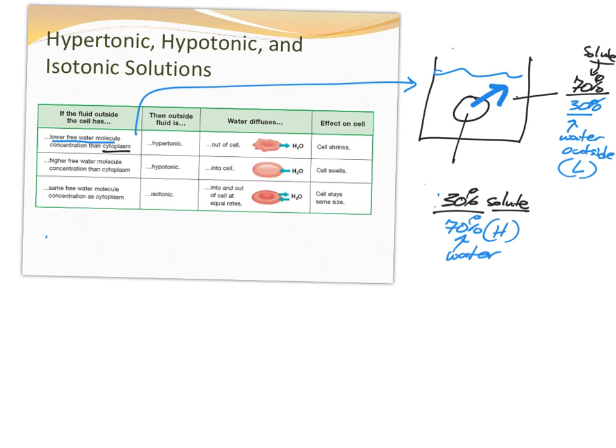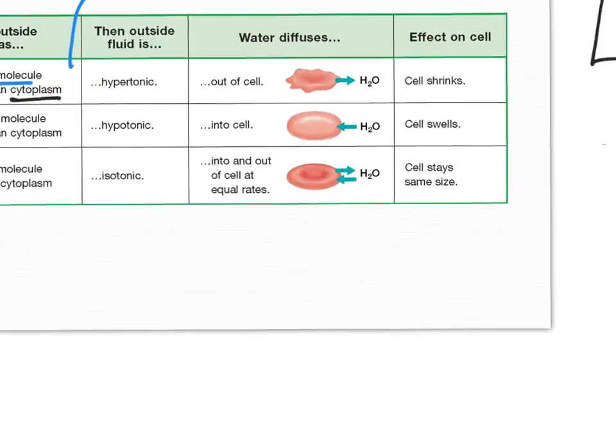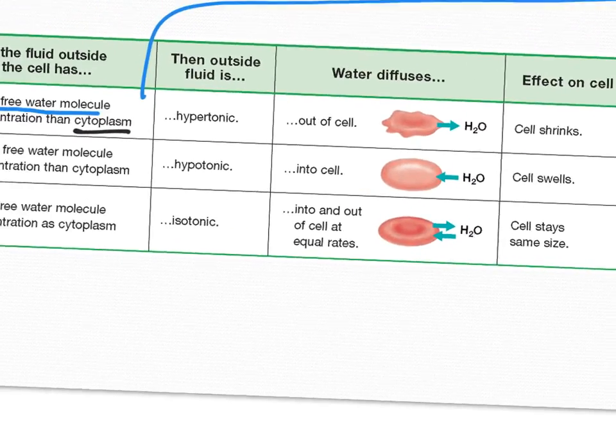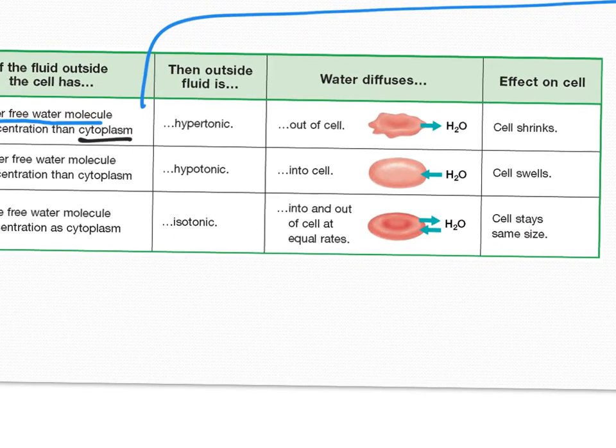So let's double check here. I don't care if you memorize these or if you work out the problem the way we just did. If you put a cell in a hypertonic solution, what's going to happen? It's going to shrink. If the solute cannot move, then the water's going to leave. The cell shrinks, less mass, right?